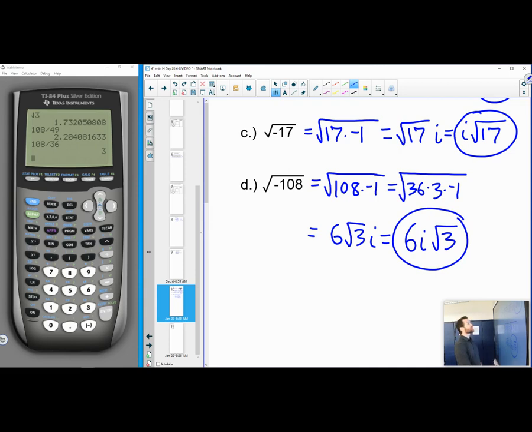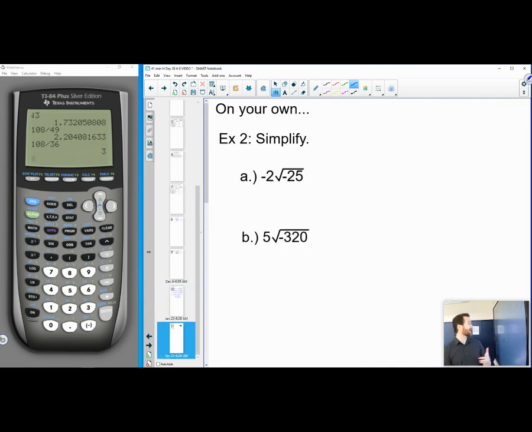All right, let's take a look at this one. So example 2, I want you to try A and B on your own. Try to simplify these two expressions. So we're going to go over the answers in 3, 2, 1. Did you pause it? Did you try it on your own? All right, let's go over the answers.